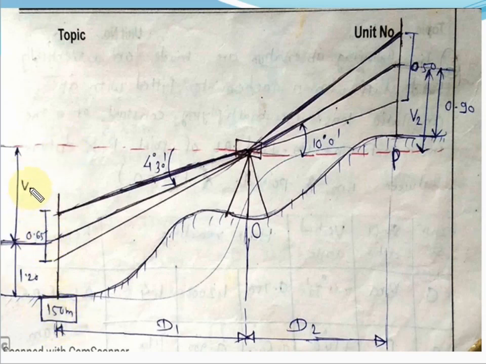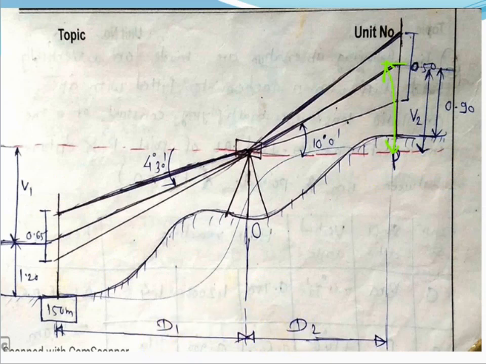What is V1? V1 is the distance from the horizontal line of sight to the central reading. What is V2? V2 is also from the horizontal line of sight. This is the horizontal line of sight. Let me rub this and draw again. This is V2, the distance between the horizontal line of sight and the central reading. We have to find out V1, V2, D1, D2 only.